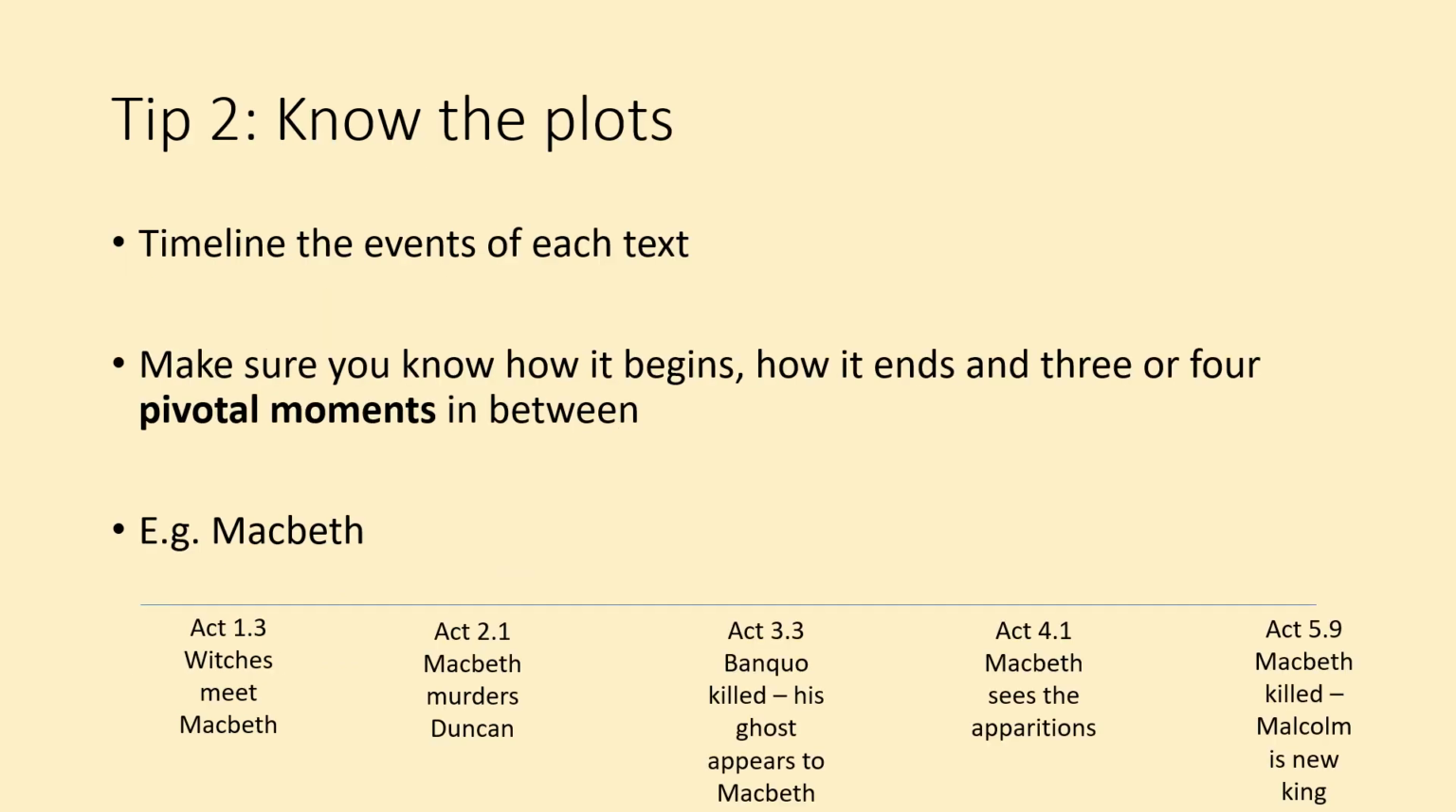Tip 2, know the plots, and that's not just for the narratives of Macbeth, A Christmas Carol and An Inspector Calls, but also of the poems. The poems are just 15 short stories, so know the plots and what happens in each one. It's often really helpful to create a timeline of the events. You could do this through the entire text, or for each of the acts, staves or poems, but within those, try and pick out 3 or 4, maximum 5, pivotal moments that happen.